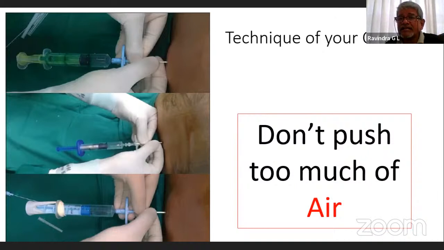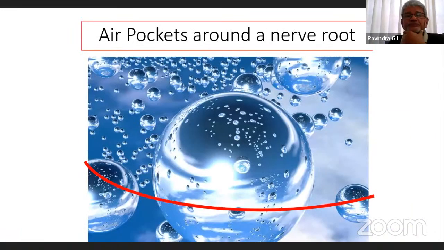The first year resident, when he learns epidural, pushes about 5 ml of air in it, and the second year resident is by the side. And this resident wants to show him. He pushes another 10 ml of air into it to demonstrate the loss of resistance. And now this is bad. So don't push too much air. Use less than 1 ml of air only for recognition.